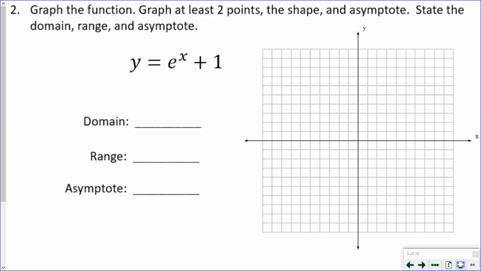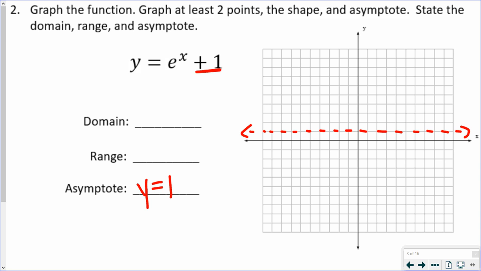Time's up. Okay, so looking at this one, again, your asymptote, this is one of those natural base functions. So the way we find the asymptote is still that k value. So that'll be y equals 1, and you keep the sign. So then on my graph, I go to y equals 1 and put that dash asymptote on there.